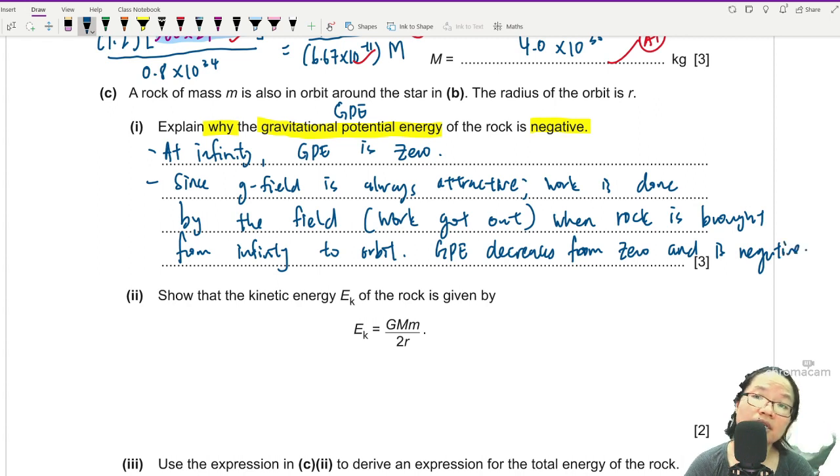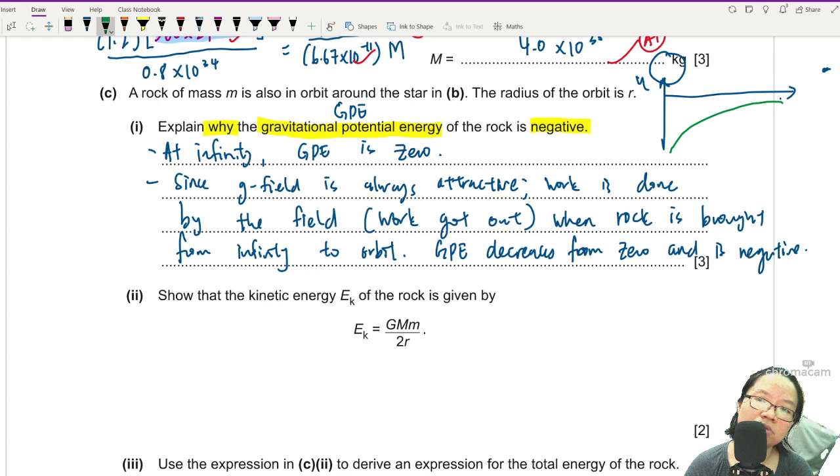So when I'm drawing this, I'm thinking about the GPE graph. The planet is here. You want to bring a rock from infinity. The GPE graph would look something like this. It goes down this way. Okay, so if work got out, it just means that you start from 0 and you need to decrease. GPE decreases. The only option is to go down.